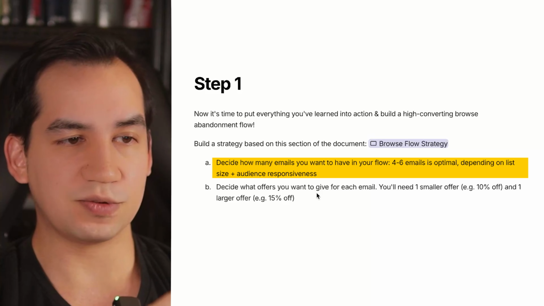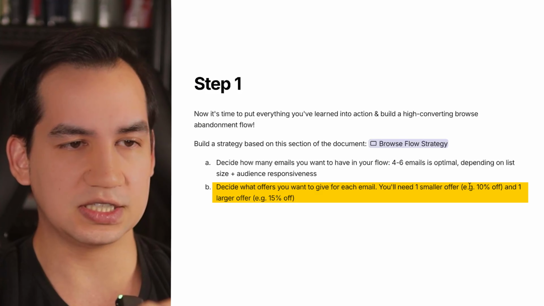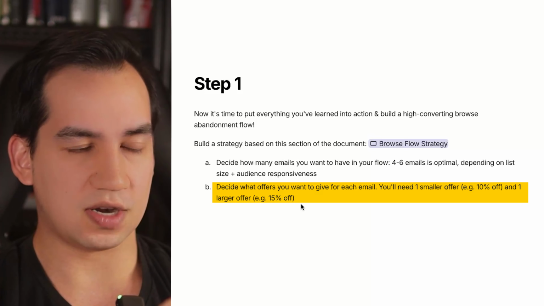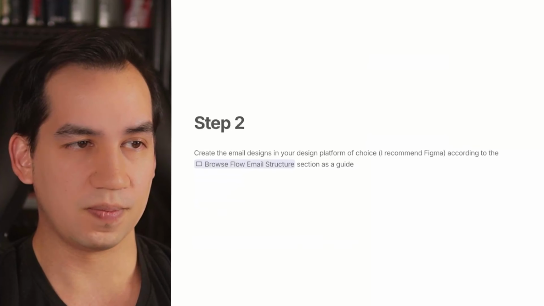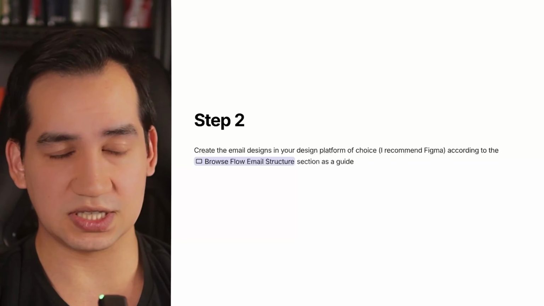Also, decide what offers you want to give for each email. So you're going to need to have one smaller offer, for example, 10% off, one larger offer, 15% off. So just figure out what you want to offer there. Could be 10%, and with the larger offer of 12%, like I showed you.